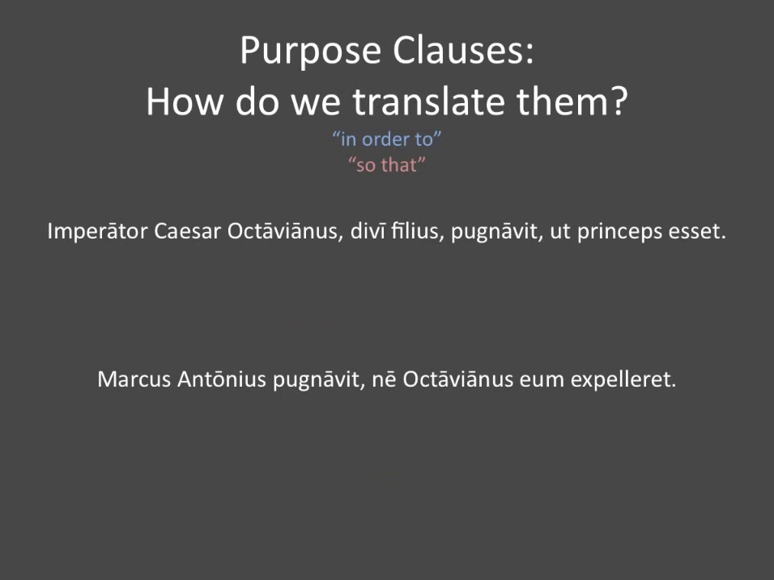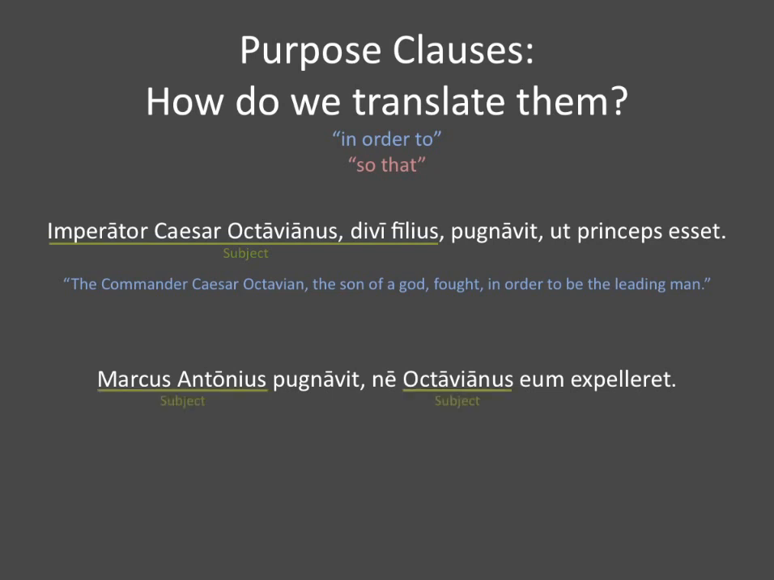In English, purpose clauses can be introduced by one of two conjunctions, in order to, or so that. If the subject of the main clause is the same as the subject of the subordinate clause, as in the first example, you can use in order to. So we can translate the first example as, the commander Caesar Octavian, the son of a god, fought in order to be the leading man.